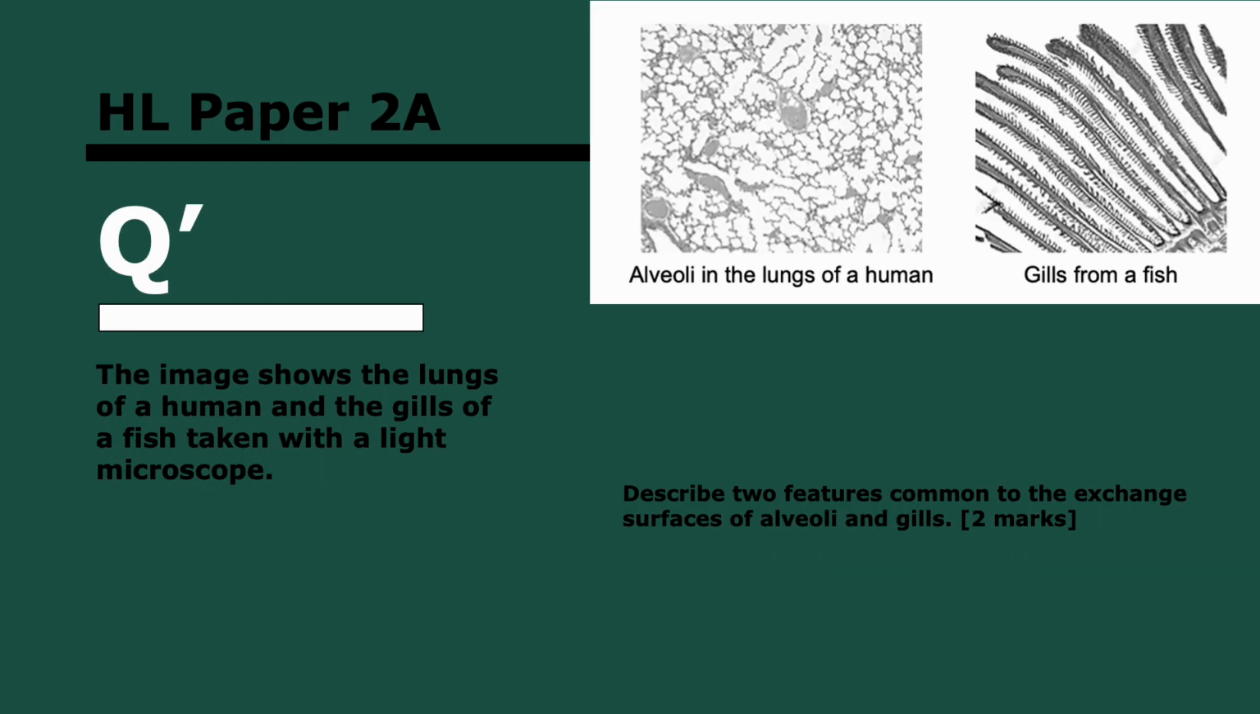And the last question. So describe 2 features common to the exchange surfaces of alveoli and gills. Okay, and you have some images here. So in 3, 2, and 1. Okay, so they both have a rich capillary supply for gas exchange. Then the epithelium is very thin to allow the gases to actually permeate. Moist surface, that allows the gases to pass through as well. And a large surface area, to allow more gas to pass through these surfaces.